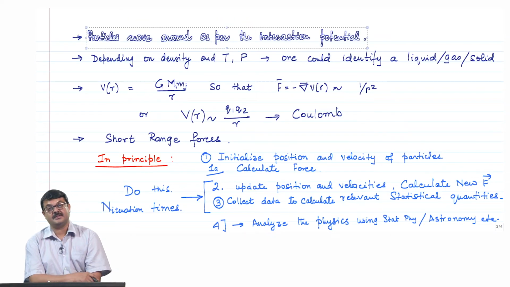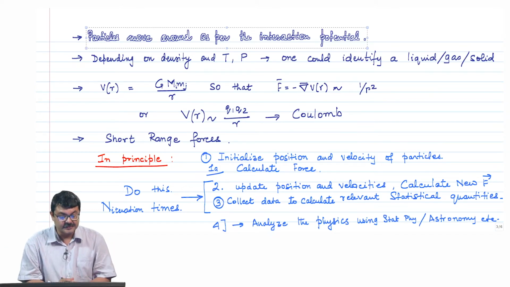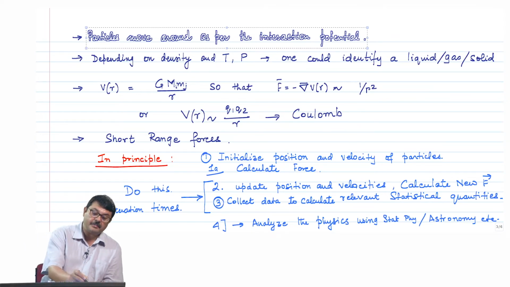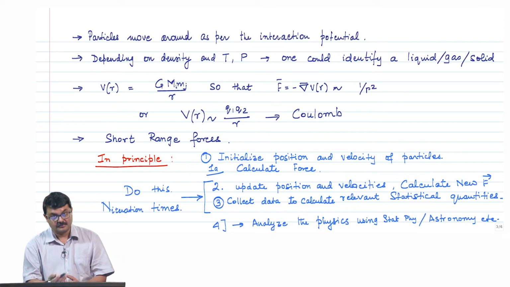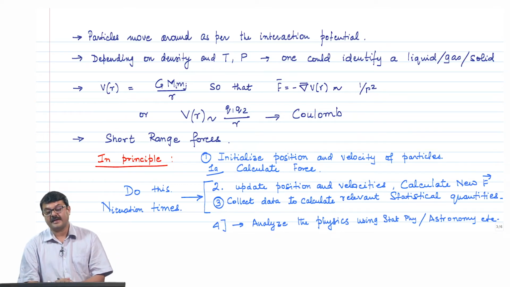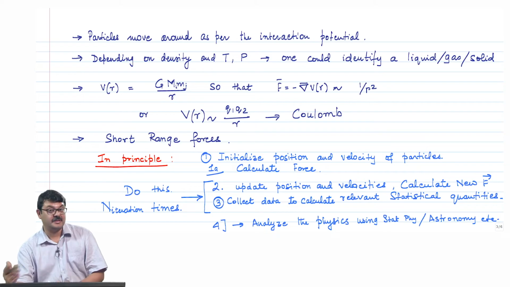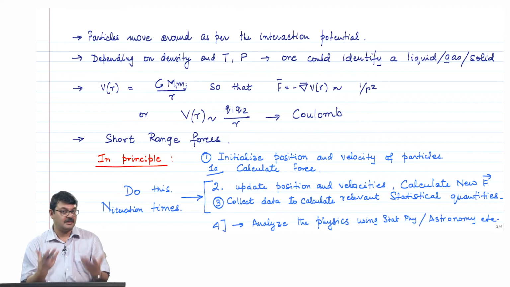As I told you, particles move around as per the interaction potential. The potential determines whether there is an attraction between them, in which case particles will come close together. Depending upon the density, number of particles by volume, temperature and pressure, one could identify whether the set of interacting particles is a liquid, a gas or a solid. There could be many other phases, like the nematic phase, or a complex crystalline phase, and so on.